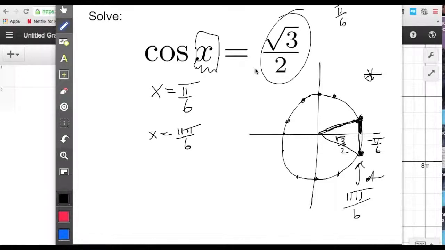Okay, so these are the two angles between 0 and 2 pi that would give us root 3 over 2 in this equation. So these are the two solutions to this equation. So graphically, it looks like this.